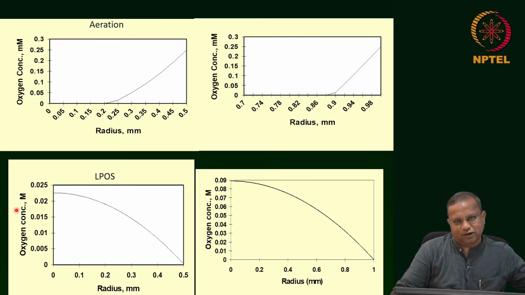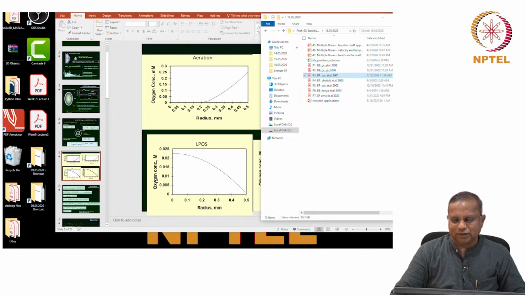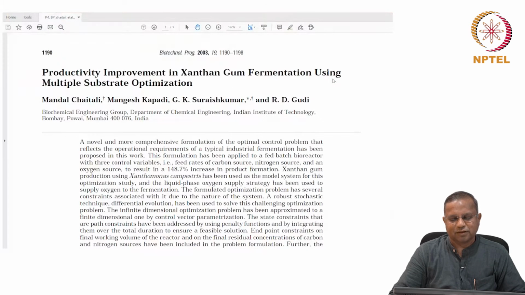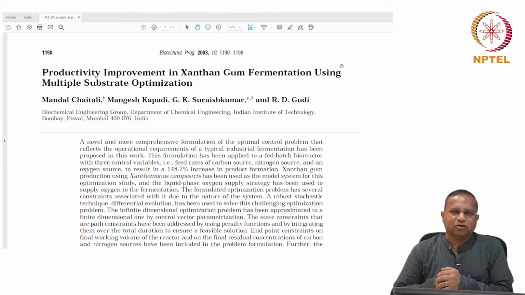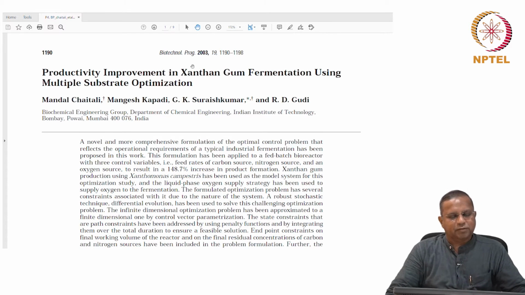In this class, let us look at another aspect of this. I thought I will give you some details regarding the methodology itself and some of the costing aspects, so that you will appreciate how the costing was done. I did briefly mention the costing in the first lecture of application to research aspects, but let me give you the basis in this chapter. Okay. The paper that we will talk about today is productivity improvement in xanthan gum fermentation using multiple substrate optimization.